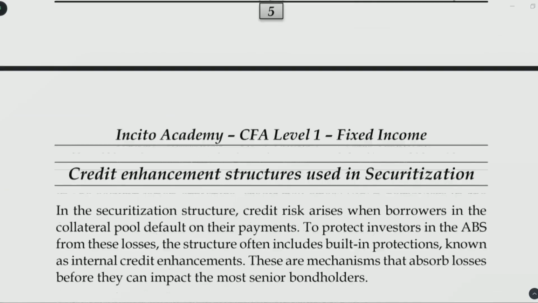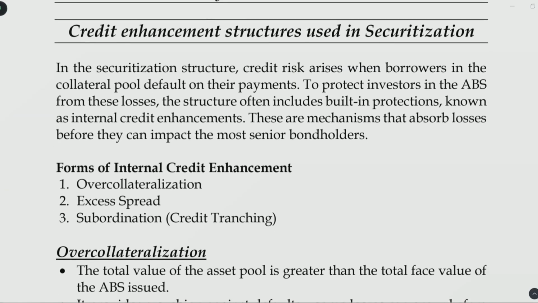Alright, then if these things are clear, let us move ahead and now talk about the next category of our discussion, that is credit enhancement structures used in securitization. In the securitization structure, credit risk arises when borrowers in the collateral pool default on their payments. To protect investors in the ABS from these losses, the structure often includes built-in protections known as internal credit enhancements. These are mechanisms that absorb losses before they can impact the most senior bondholders.